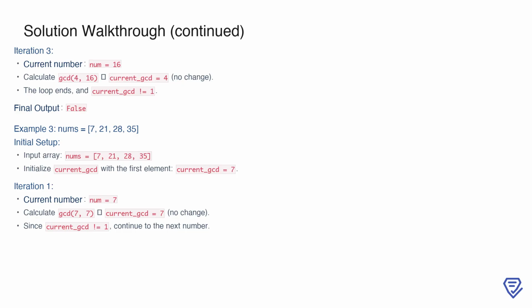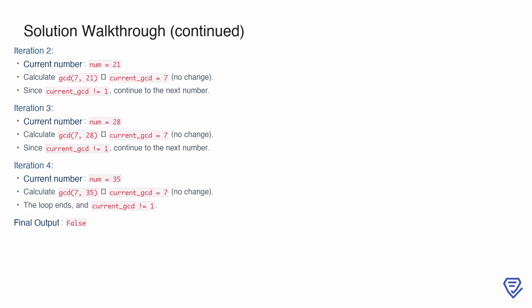For the third example, the input array is nums equals 7, 21, 28, 35. We initialize current_GCD to the first element, which is 7. In the first iteration, the current number is 7. Calculating the GCD of 7 and 7 gives us a current_GCD of 7, so there's no change. Since the GCD is not 1, we proceed to the next number.